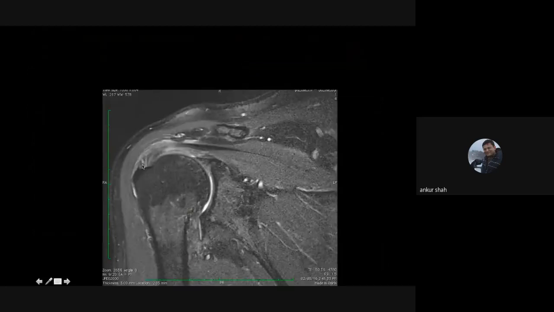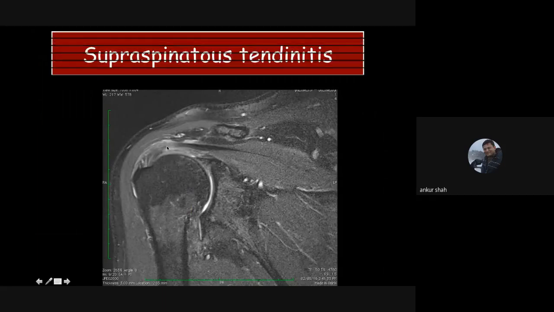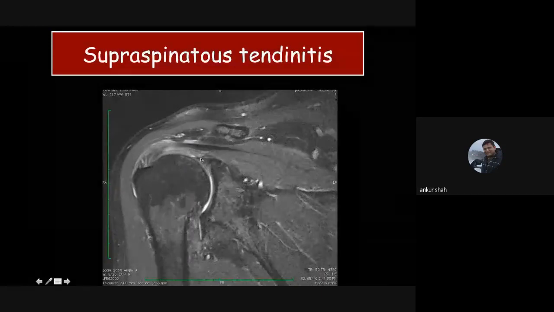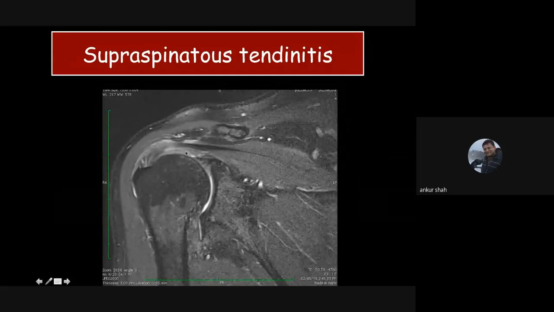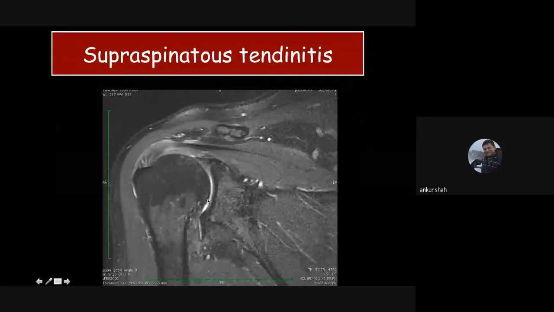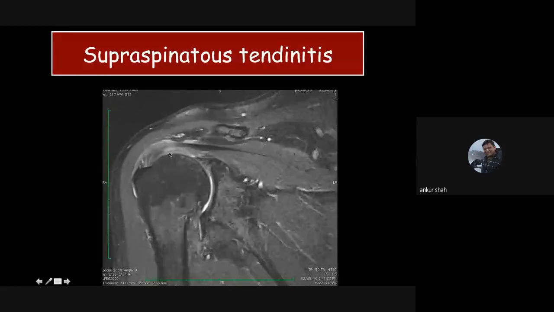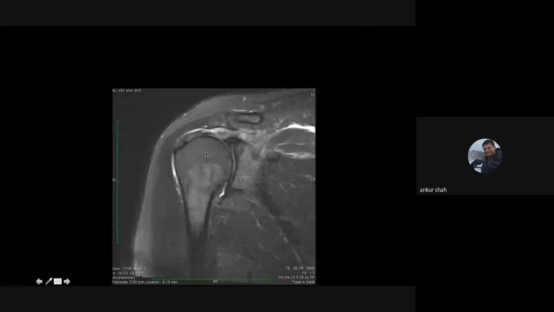And this is not a tear, but this is edema in the supraspinatus, which is known as supraspinatus tendinitis or tendinosis. If it is acute, it is termed as tendinitis. If it is chronic, it is termed as tendinosis. So this can be supraspinatus tendinitis or tendinosis, where hyperintensity is there, but it is not as bright as fluid. And you can see some fibers which are going in continuity. There is no defect or no break in the fibers. It is just diffusely swollen supraspinatus muscle and tendon.